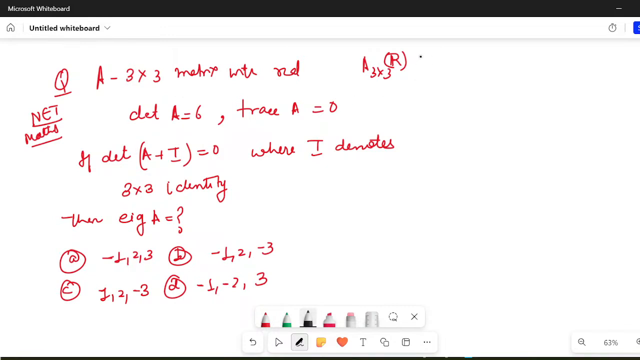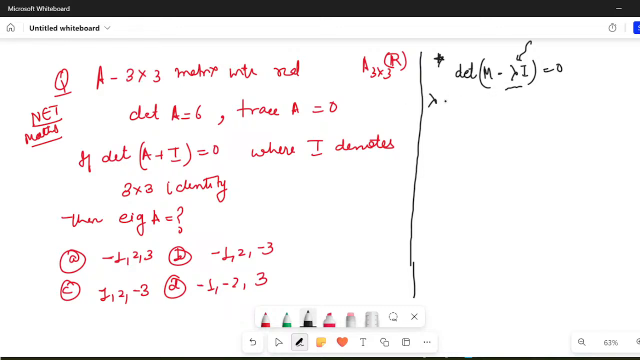Okay, so just let me know. See, just understand that if I have this determinant of M minus lambda I equal to 0, what does it imply? It is an eigenvalue equation which is being solved, and when this eigenvalue equation is solved, we get the secular determinant, and here this lambda is the eigenvalue, isn't it?